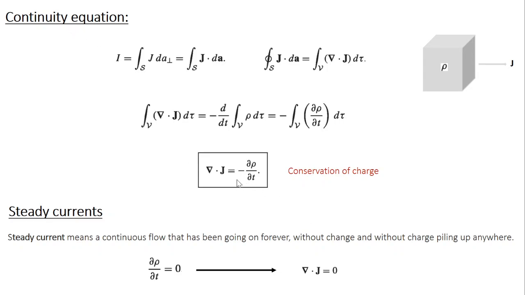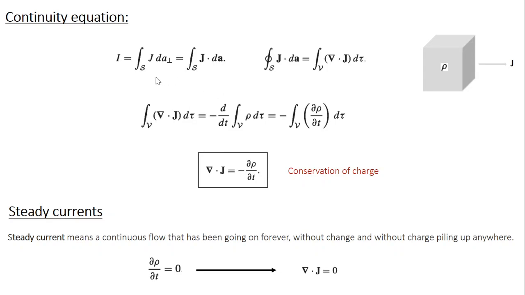So what does it say? It says that current cannot appear from nowhere. Whenever there is a current, it has to be associated with a charge density. So in other words, continuity equation talks about the conservation of charges, local charges.